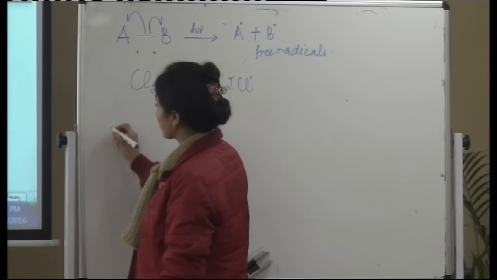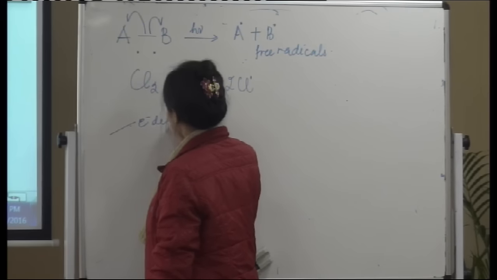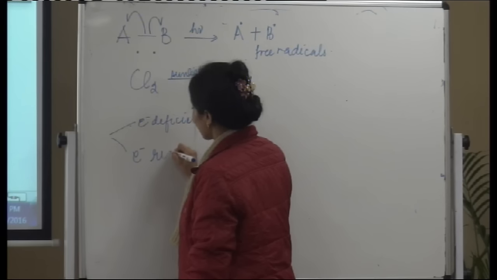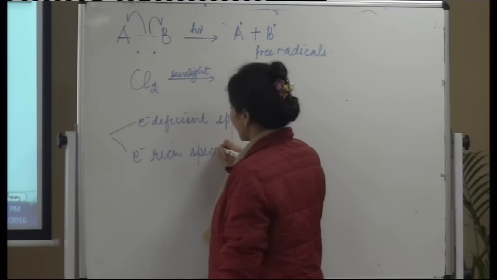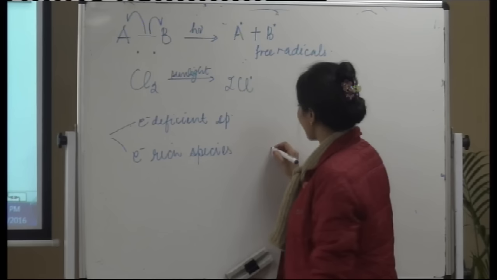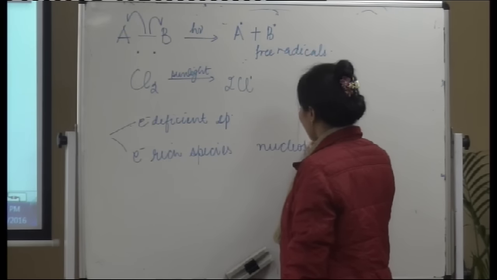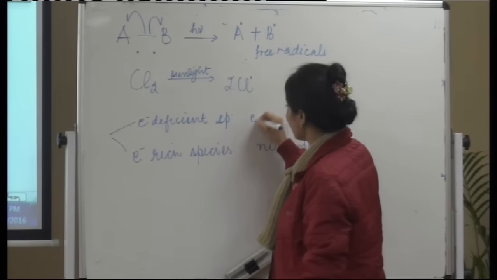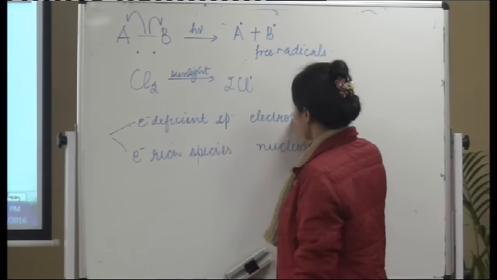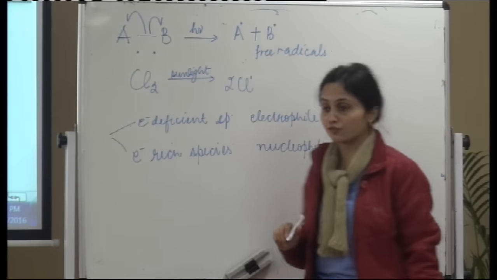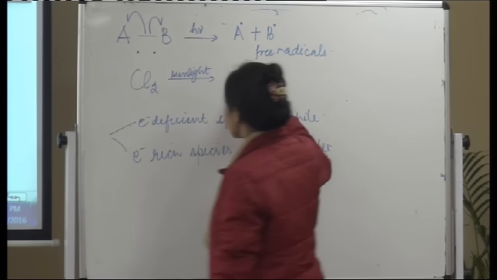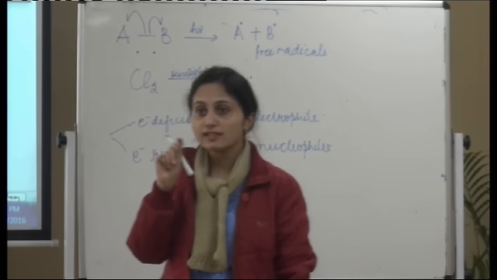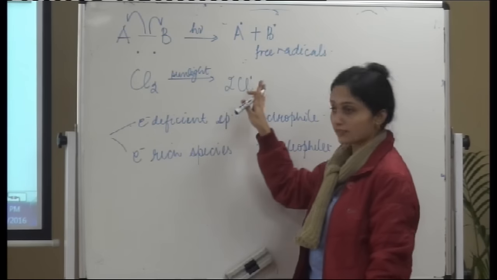Generally, when we talk about species, you can either have an electron deficient species or an electron rich species. Please remember it very clearly that electron rich species are your nucleophiles. Whatever is rich in electrons will be a nucleophile, and whatever is deficient in electrons will be your electrophile. Now, why am I saying that a free radical is electron deficient? Because it is not having a full pair of electrons, it is having only a single electron. That is why I am calling free radicals a separate entity.